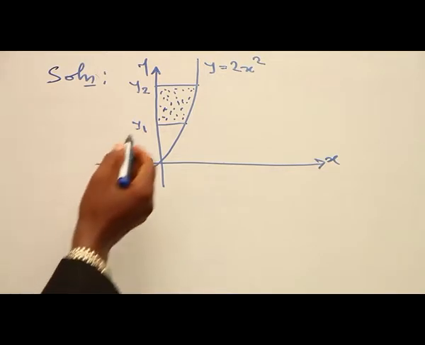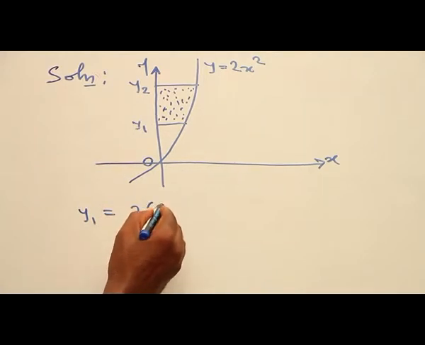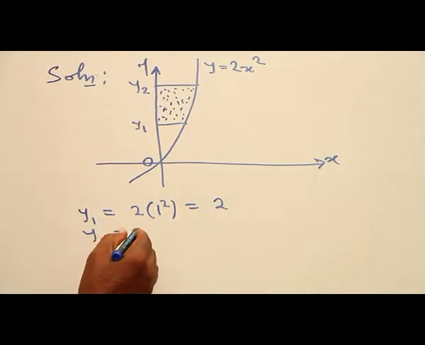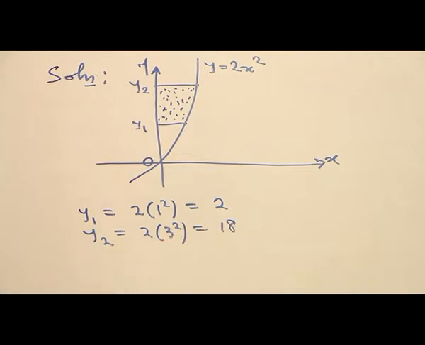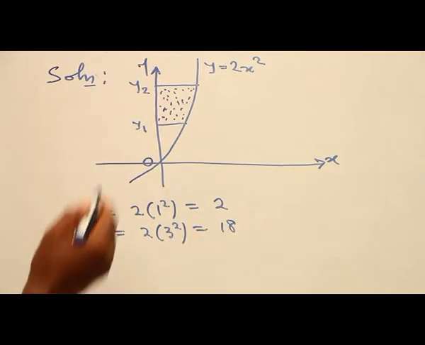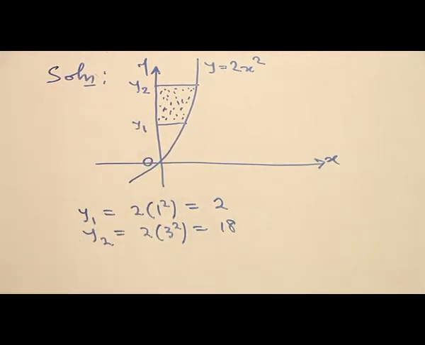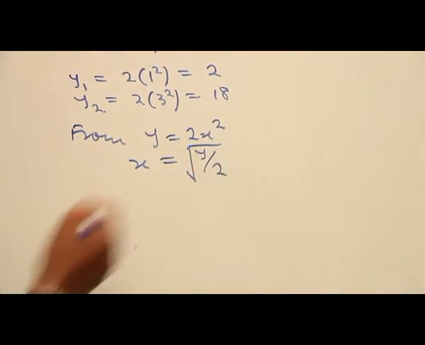First and foremost, let's look at the limits. For y1, it will be equal to 2 multiplying x equal to 1 all squared, and that will be equal to 2. And then for y2, the point there will be 2 multiplying 3 all squared, and that is equal to 18. So we're going to integrate our function from 2 to 18. But then, remember that this is on the y-axis. So we have to make x the subject of the formula. So from y equal to 2x squared, our x will be equal to y all over 2, and everything here under square root.